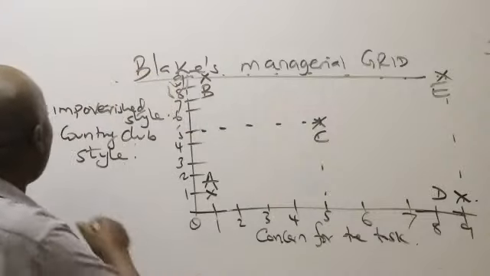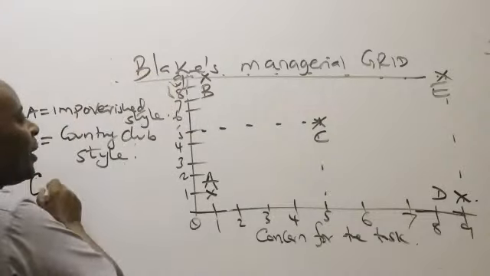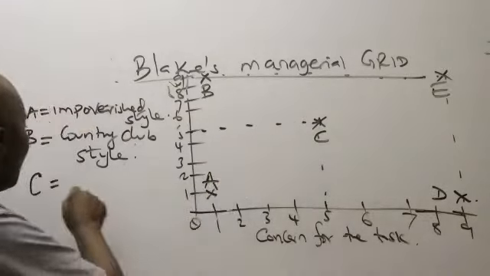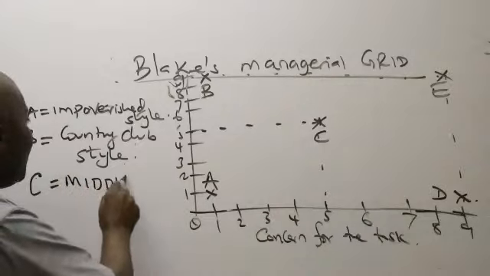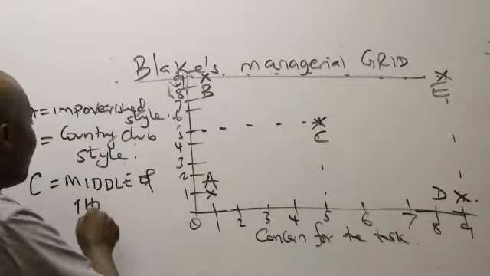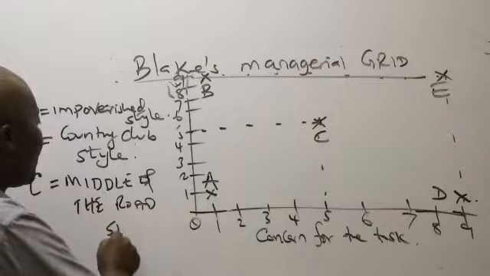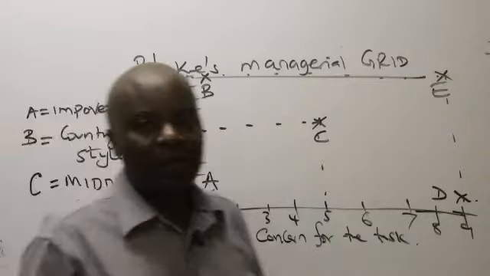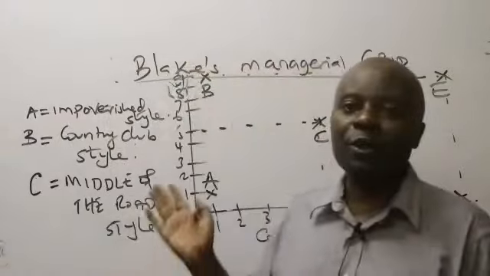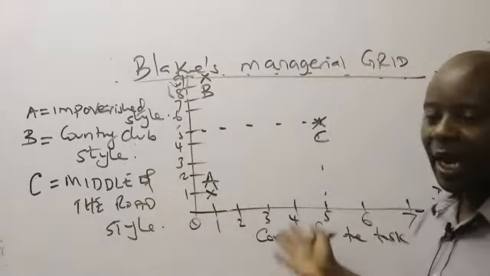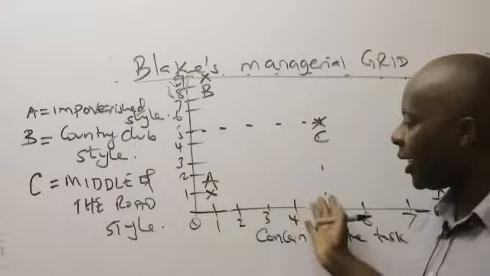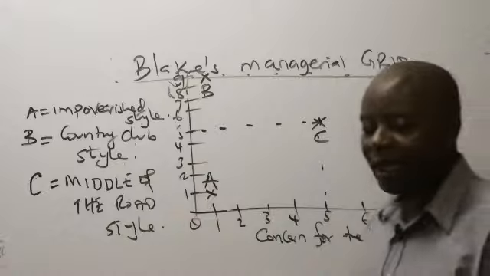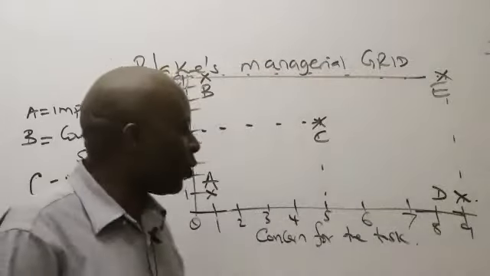That is B. And then we have C. C, of course, if you guys remember, these are the middle of the road style managers. Their concern for tasks is 50%. Their concern in this case here for people is what here? 50%. Half and half. That's what you write. You can see here the concern for task is 50%. Concern for people is 50%.